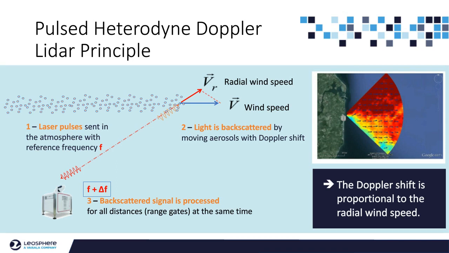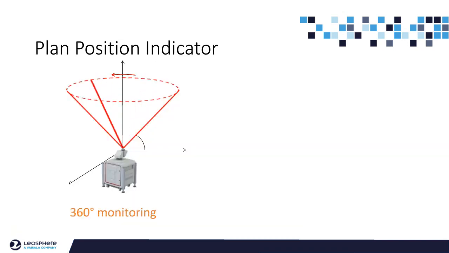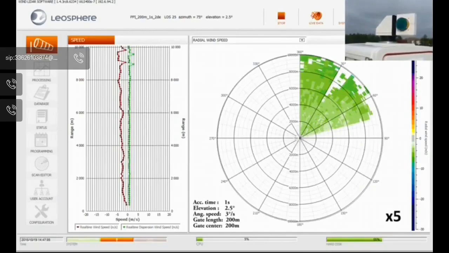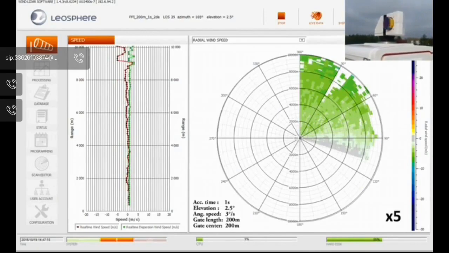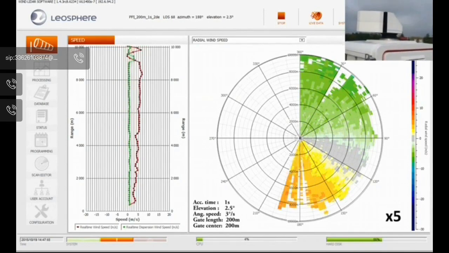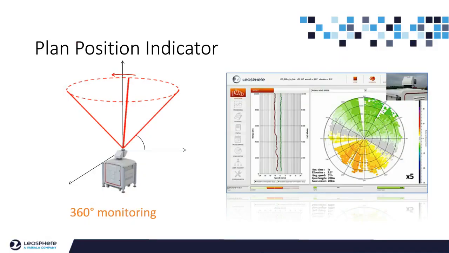So our systems have several scanning patterns. We have here the PPI, the plan position indicator. You should be able to see a quick video on the media player that is showing how the scan is visualized in the software. It's a scan with a fixed elevation and moving azimuth up to 360 degrees. And on the software, we can see the radial wind speed, so the wind speed along the line of sight.